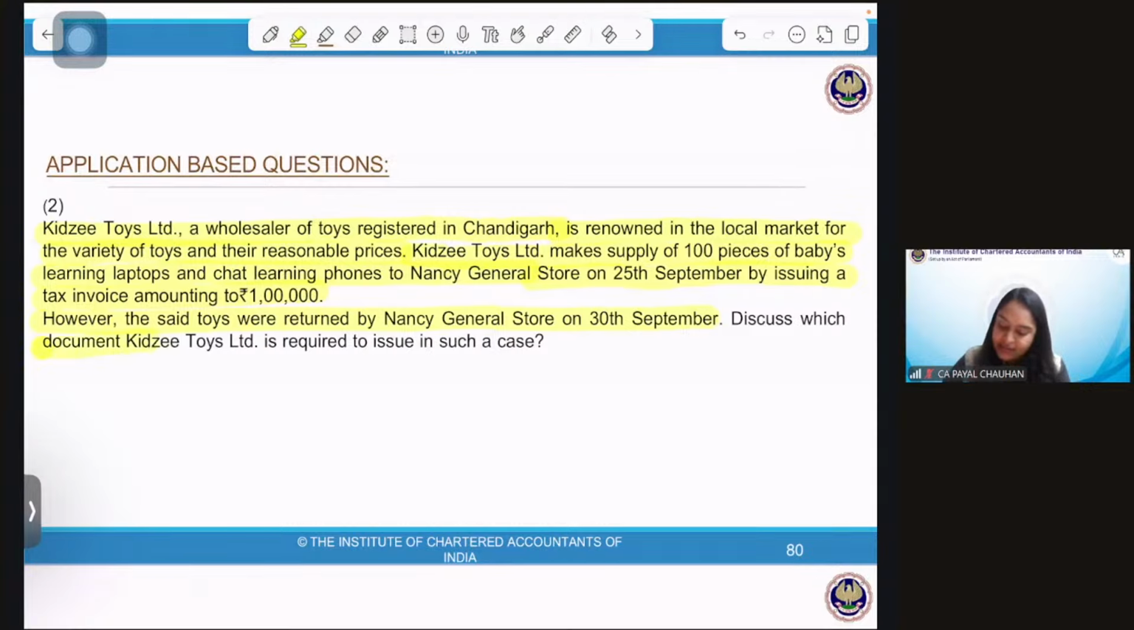Discuss the document Kidsy Toy Limited is required to issue in such cases. Your turn. What will be issued? A credit note will be issued. Okay, perfect, credit note. Can a consolidated credit note be issued?